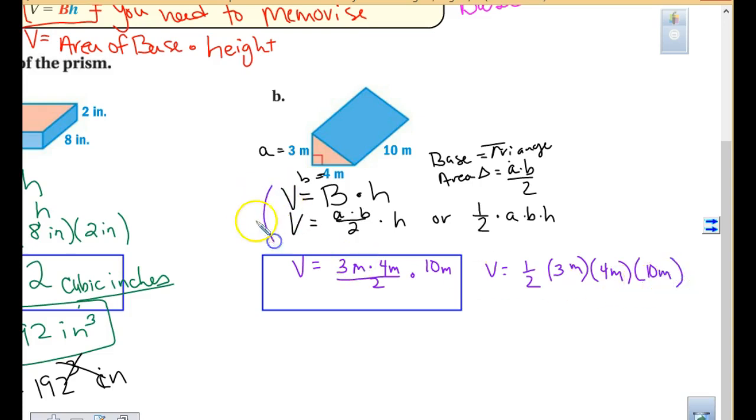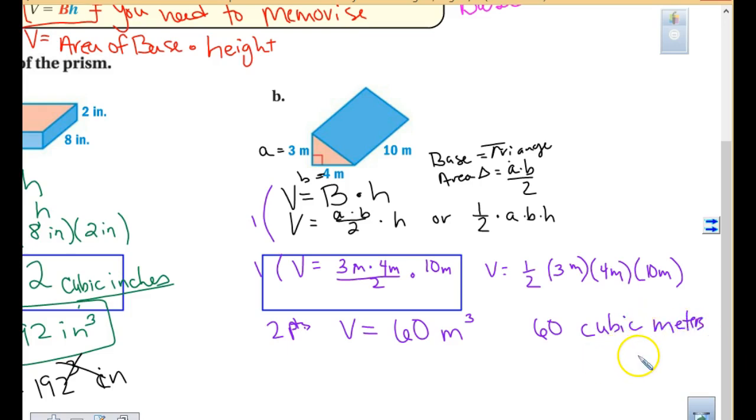So on the test, this is 1 point. This work right here is another point, and for the last 2 points, it's you telling me your answer, which is the volume equals. Joe, what'd you get when you put in your calculator? How much? 60 cubic meters. Okay? So, just making sure how you're getting your points.